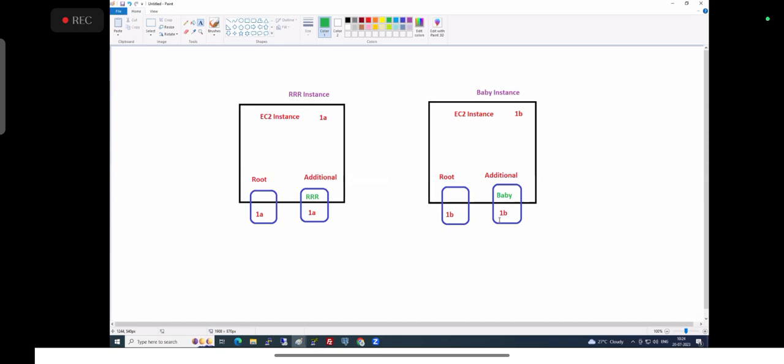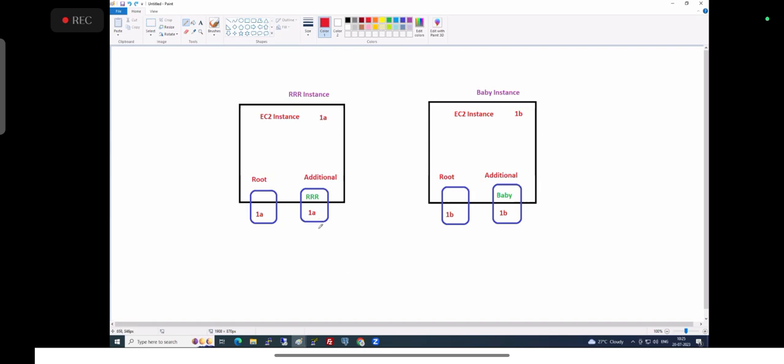My requirement here is, guys, this triple R instance should have the baby movie and this baby instance should have the triple R movie. How do you do that? Okay, swap volumes, you're saying. Can I detach this volume and attach it here, and detach this volume and attach it here? Is that possible? Answer is no. Why? What is the reason? Excellent. Different availability zones. So what you need to do for this?